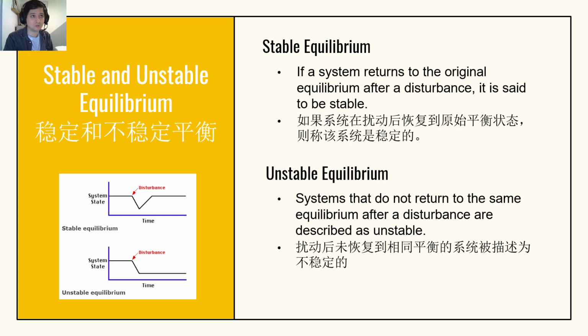Now, not all forests are as healthy, right? They're not as resilient, and we might consider those to be in an unstable equilibrium. So after a disturbance, if the trees have a disease, or there's a fire, or humans come and chop down the trees, it never recovers. And that's not ideal. That's not what we're hoping for. So if they do not return to their same equilibrium after a disturbance, they are described as unstable.